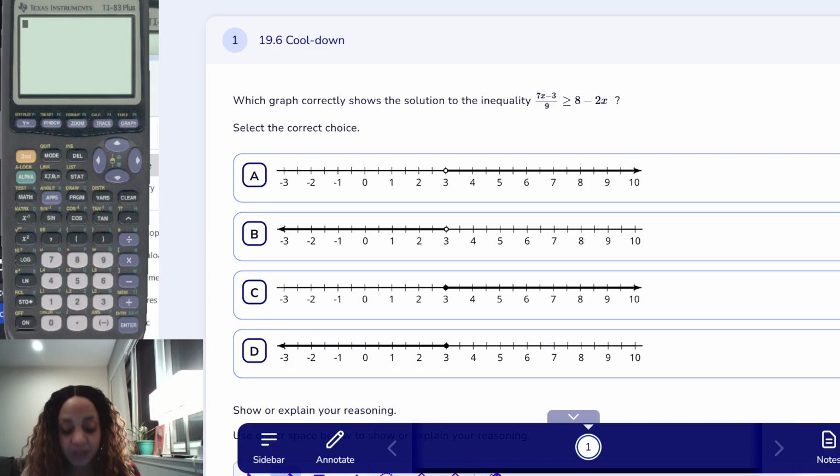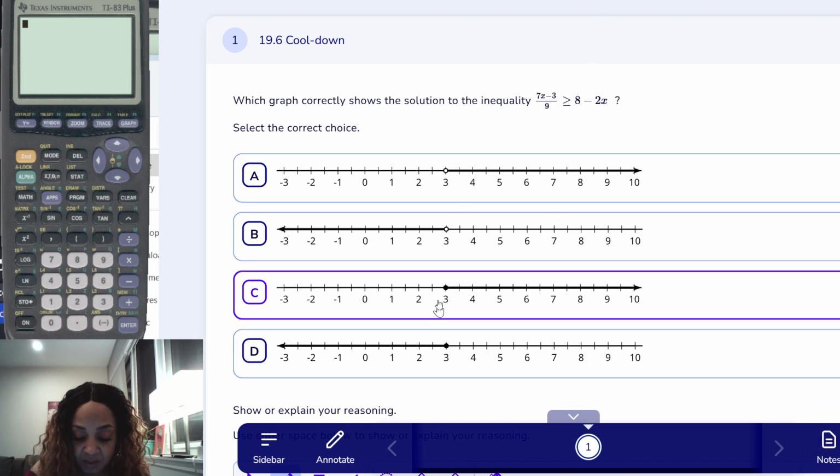We're working on the cool down where we had to choose the correct inequality graph. It says, which graph correctly shows the solution to the inequality (7x - 3)/9 ≥ 8 - 2x? Select the correct choice. Well, let's look closely at all of these inequality graphs.